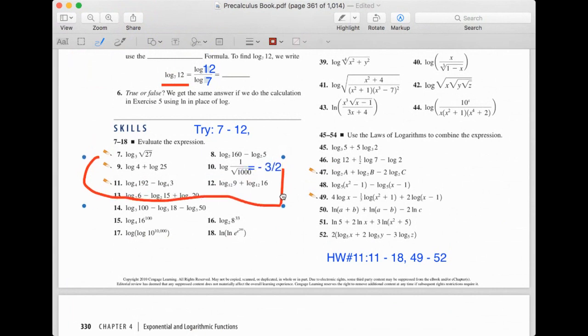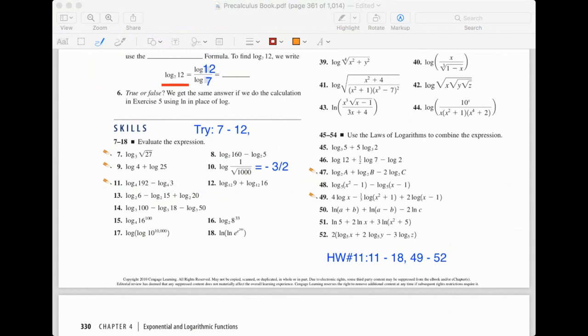Anybody has any question for this? Is this still confusing? All right, let's try the next one. Who wants to try the next one? Anybody wants to try 7? Or Natalie wants to do 7. Go ahead, Natalie.